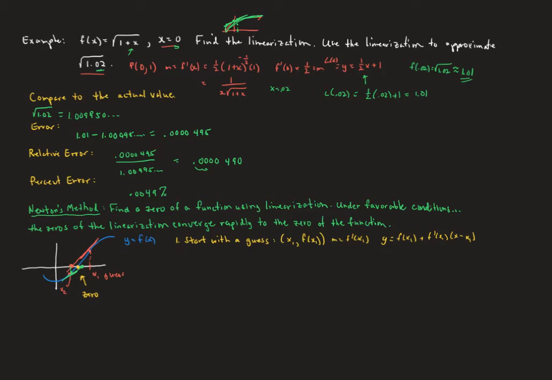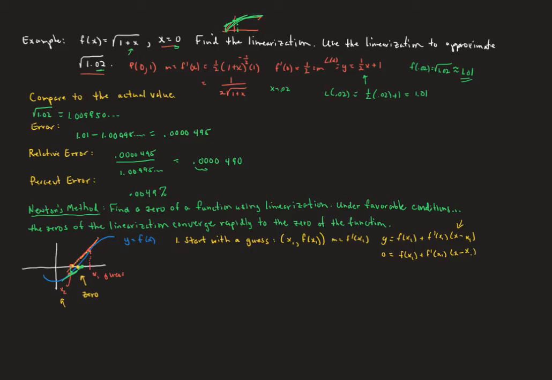Now imagine that's that red line that we drew over there. We're going to follow that red line and we want to find out where it intersects the x-axis. Well, it intersects the x-axis when y is 0. So we plug in 0 for the y, and then what we want to do is solve for that x. That's going to be our next guess, what we have called our x sub 2.